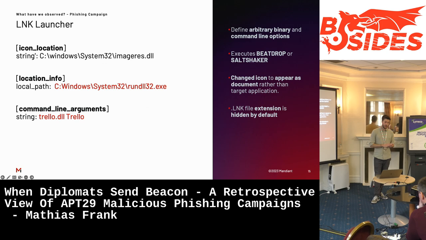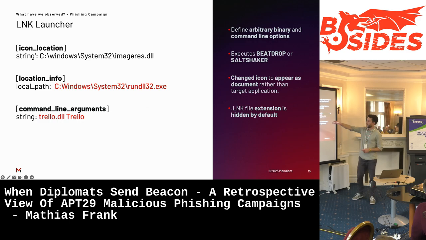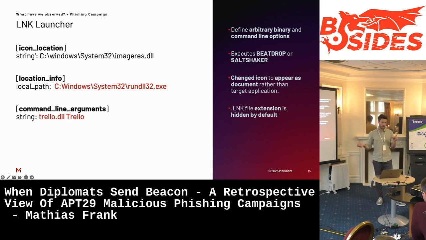But it gets even nicer because I can define different arguments in the shortcut file. One argument is, for example, the icon location. So if you have a document on your desktop, you have this little Word symbol in there. And shortcuts have icons too. Depending on what application you're executing, for example, rundll32 or Word, the shortcut will automatically use the icon of the application I execute, unless I define a different icon. So I can execute PowerShell or some binary, but the icon is PDF, text document, and so on.